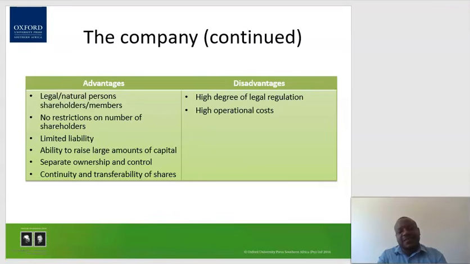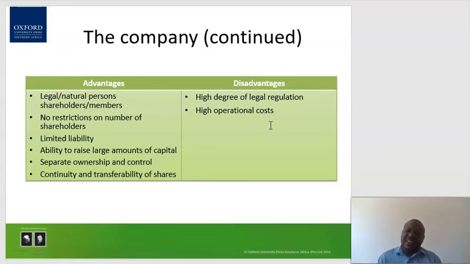These are the advantages. The main disadvantages really relate to operational costs, which are said to be high, and also the degree of legal regulation, which is also seen as high. But there are advantages, because there is no restriction on the number of shareholders. So you can have as many owners as possible. Unfortunately, that also has an effect in terms of control. Because once there are many shareholders, if you are not the main shareholder, it means you also don't have much control in that company. There is limited liability.